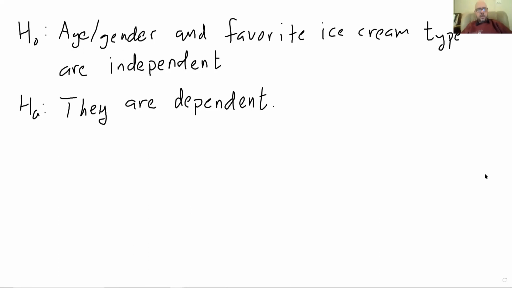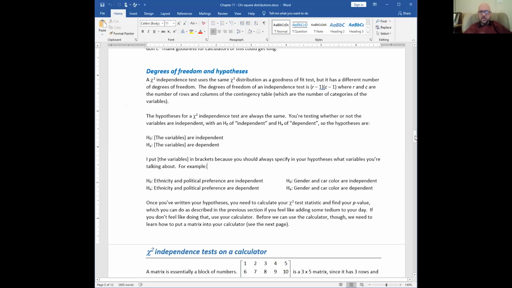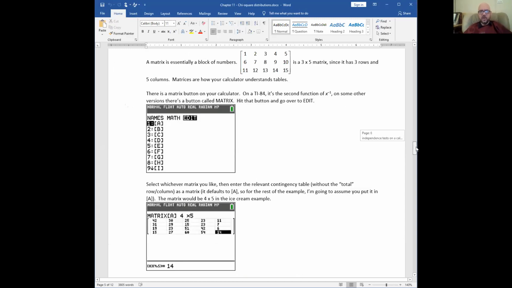Okay, so the way we're going to calculate this p-value and make our determination about which hypothesis we're going to support is not going to be by hand. It is a hassle to do these by hand. I don't remember if I've ever done one of these by hand. I feel like I've done some, but not very many. So I'm going to go back to the notes, and we're going to explain how to do this all in your calculator. So here is how you do this type of test on your calculator.